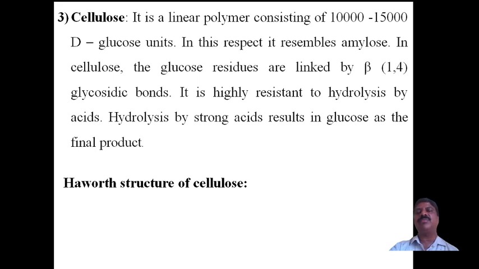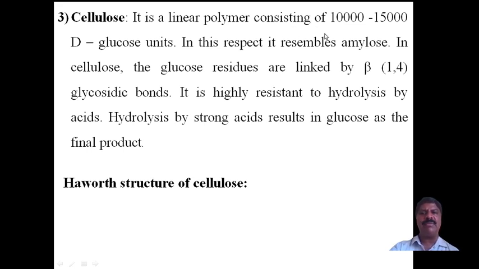Now coming to the third example of a polysaccharide, which is cellulose. It is a linear structure consisting of 10,000 to 15,000 D-glucose units. Cellulose is a linear structure similar to amylose. Sorry, it is similar to amylose, not amylopectin. Amylopectin is a branched one, but cellulose is linear and similar to amylose.